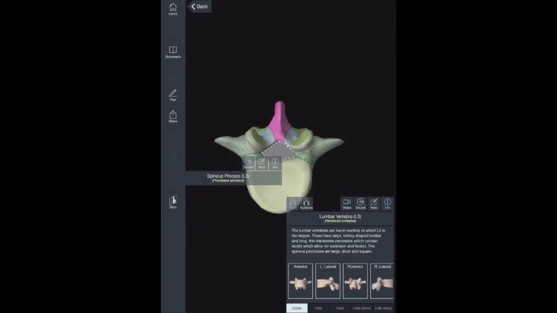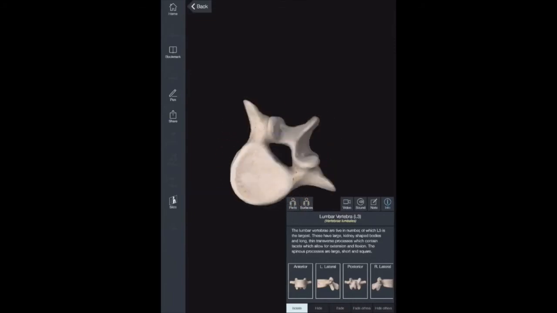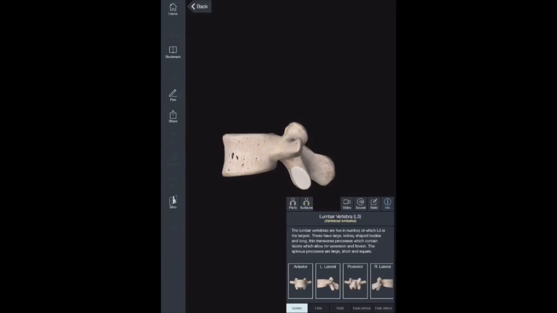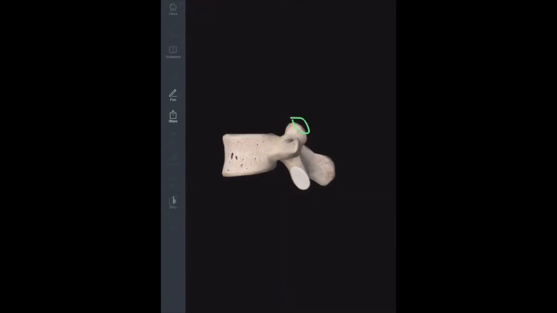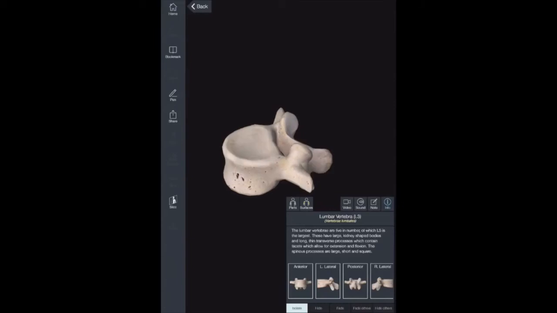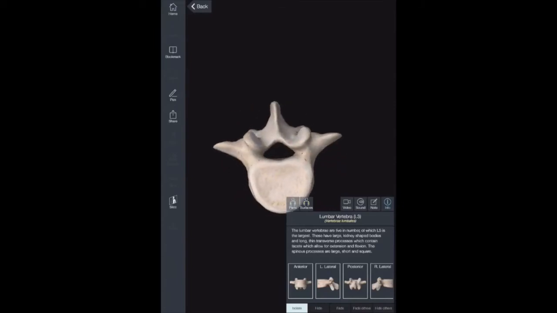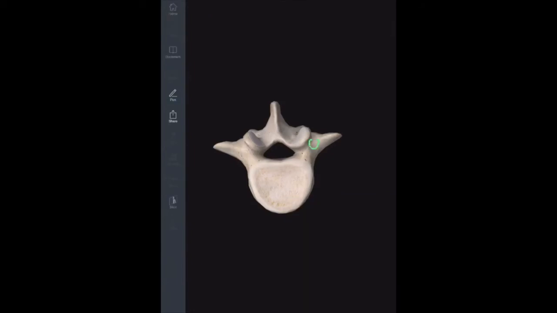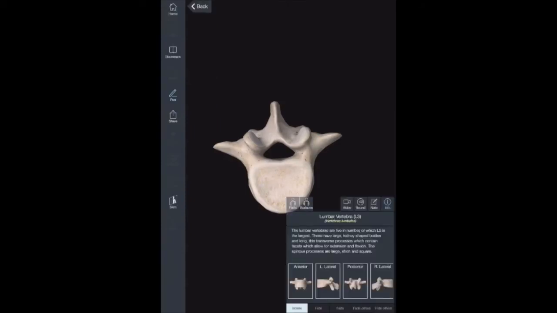If we look from the side, we have the superior and inferior articular facets, but you'll notice that there are no facets here for the ribs because the lumbar vertebra do not have ribs attached to them. So this is a defining feature of the lumbar vertebra. Basically, you can tell it's lumbar because it doesn't have a transverse foramen, so it's not a cervical vertebra. It doesn't have the costal facets, so it's not a thoracic vertebra, so it has to be a lumbar vertebra.